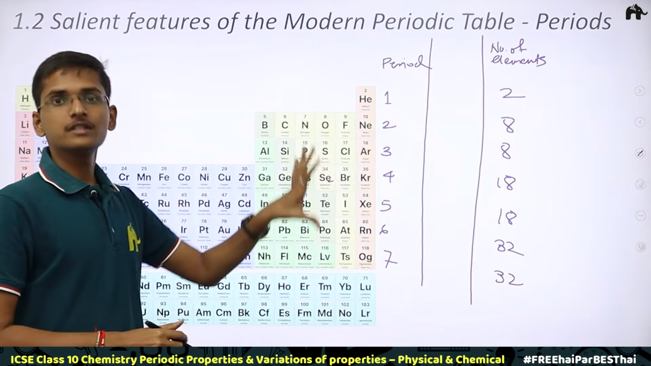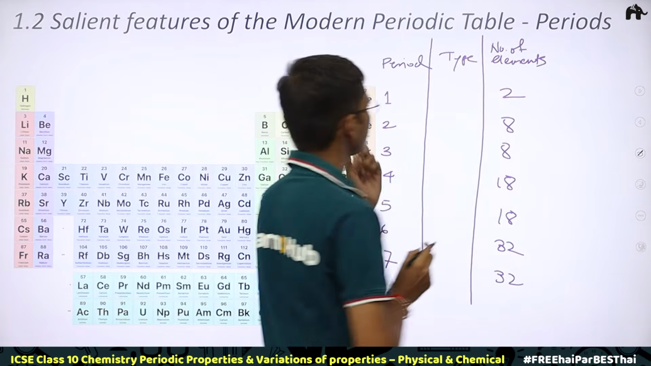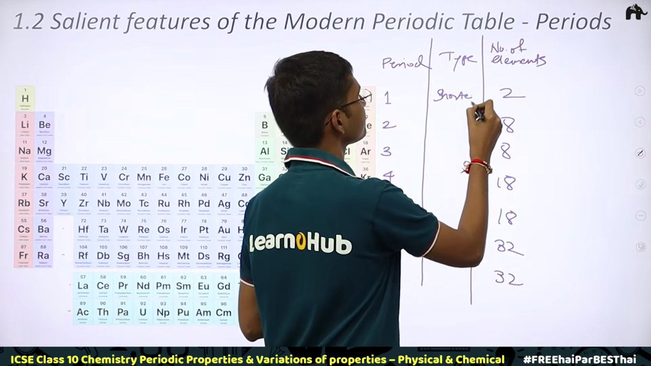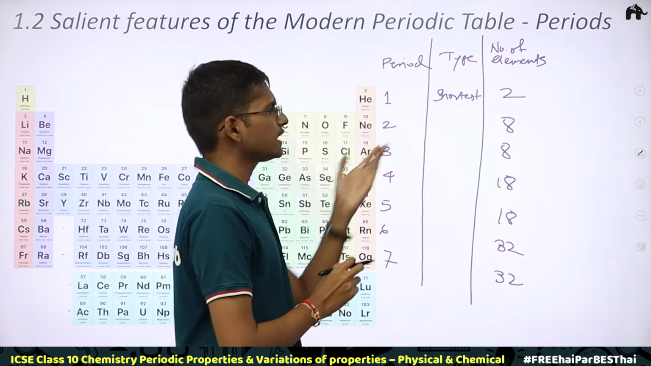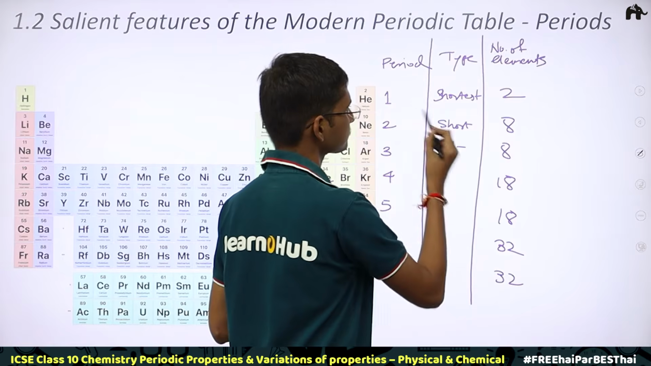Now based on this number of elements, the periods are classified into types. Simply, the first period, because it has only 2 elements, is called the shortest period. Then the second and third periods have 8 elements, therefore they are called short periods, both of them.